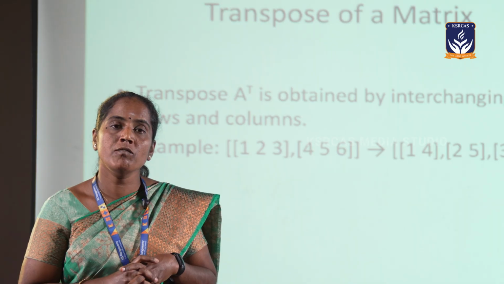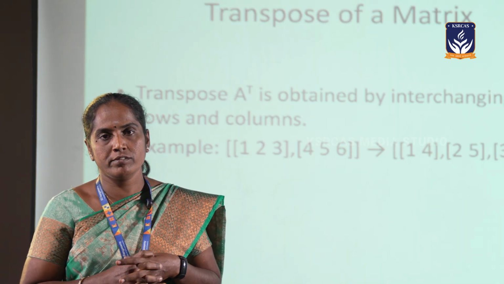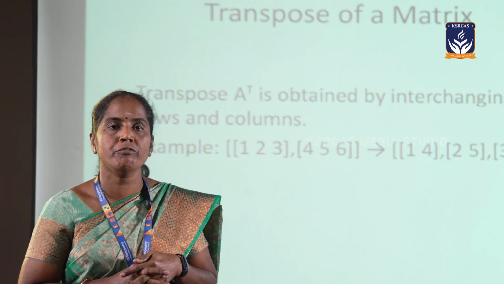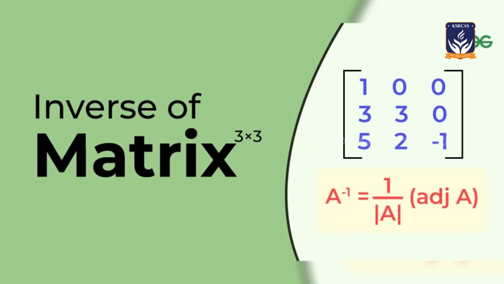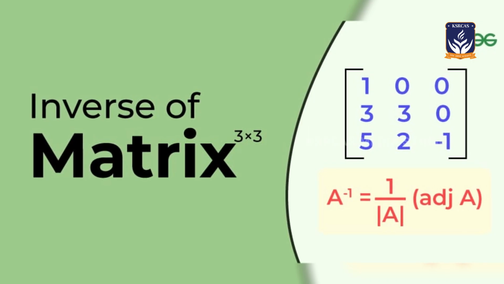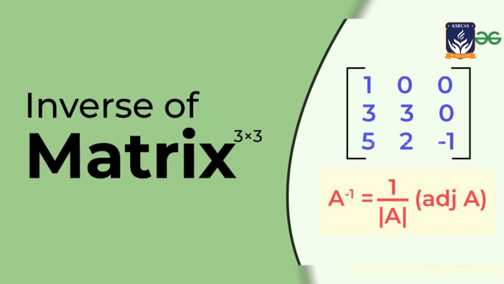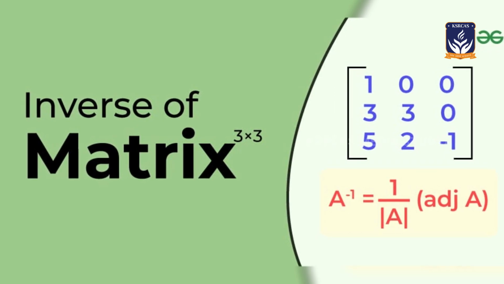Next we see the inverse of a matrix. What is meant by the inverse of a matrix? A inverse is equal to 1 by determinant of A into adjoint A. What is meant by determinant of A? First we consider one matrix and find the determinant value. Determinant means we solve the matrix, and we can find the determinant of A.